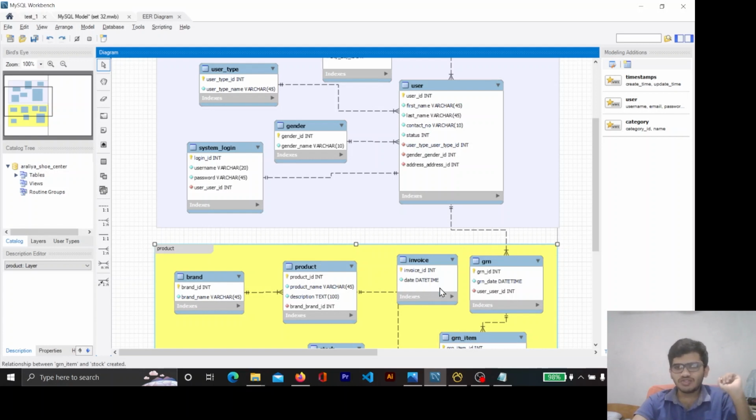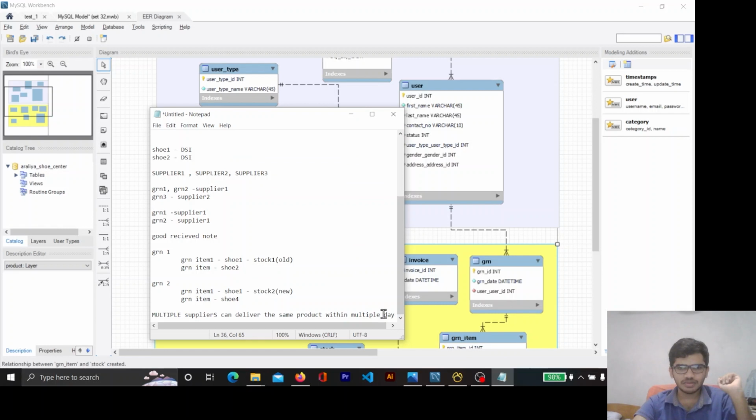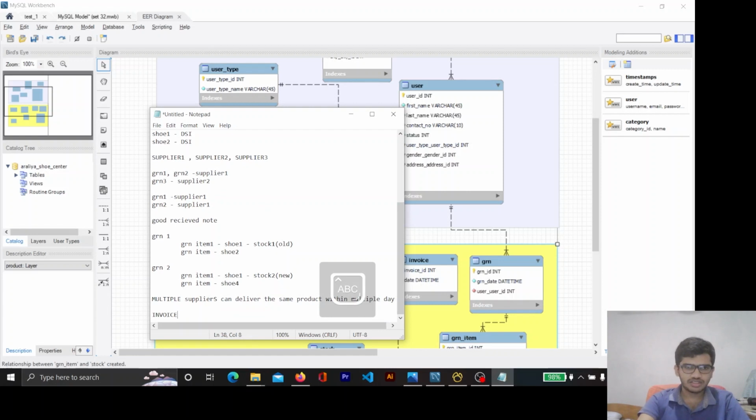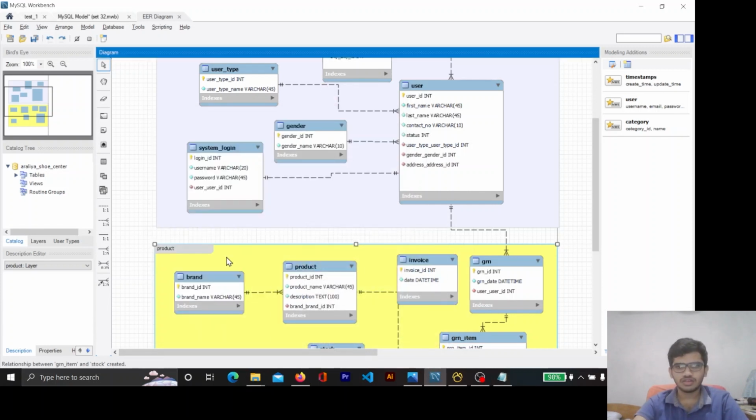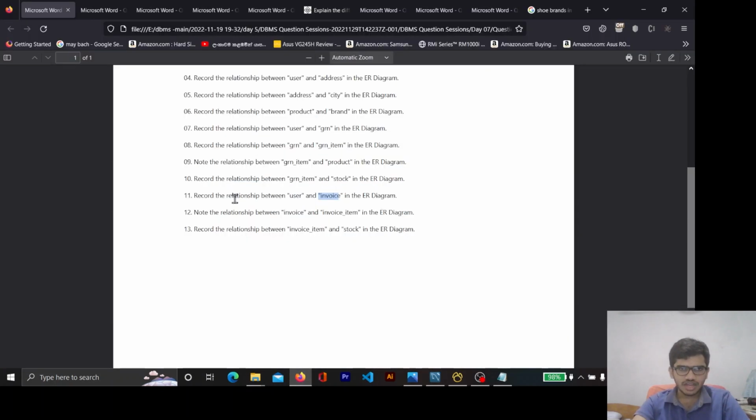But from the invoice side, the invoice can only be owned by one user. So an invoice couldn't be owned by multiple users. Invoice 1 couldn't be owned by user 1 and user 2 at the same time. So this is a no, and we could only do this. This is a one-to-many relationship. The repeating side is invoice and the non-repeating side is user. And yeah, that answers the 11th question.